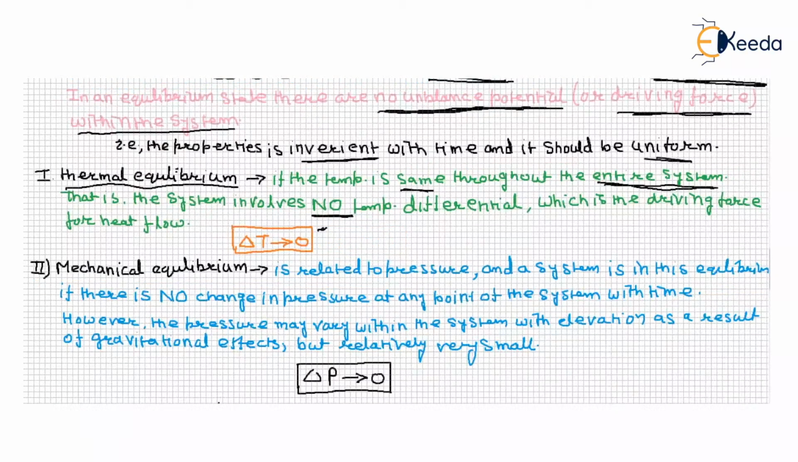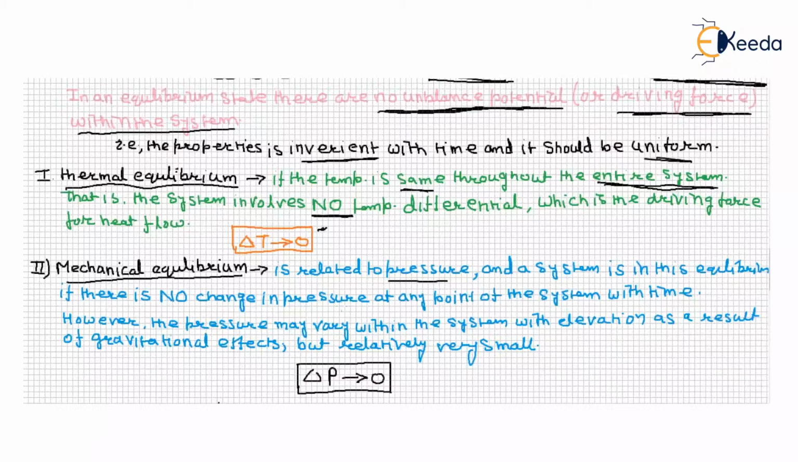Mechanical equilibrium is related to pressure, and a system is in equilibrium if there is no change in pressure, right? Already told that if there is a change in pressure within the system, there must be a flow, and if there is a flow, there is no equilibrium condition. So thermodynamics will not allow that at any point of the system with time.